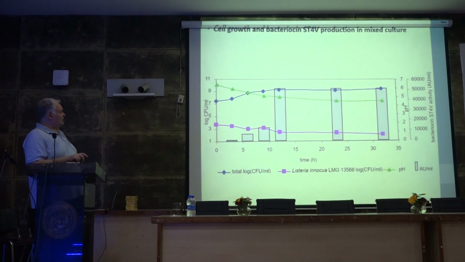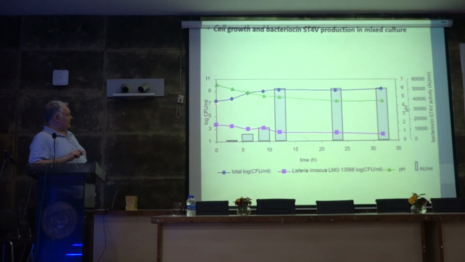Then we wanted as well to see if we can produce and kill inside the product. So we made fermented milk, a mixed culture of our producer and our test organism. And we measured the pH, how the pH decreases, and the total cell count.